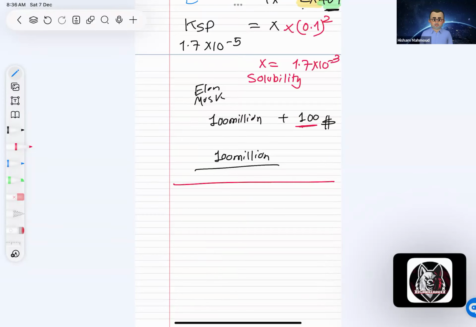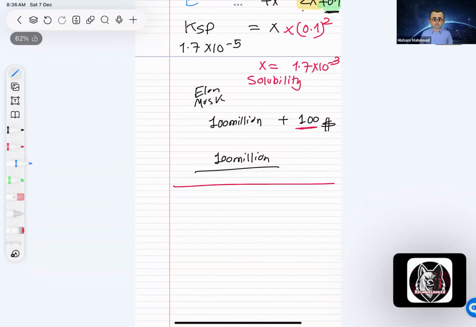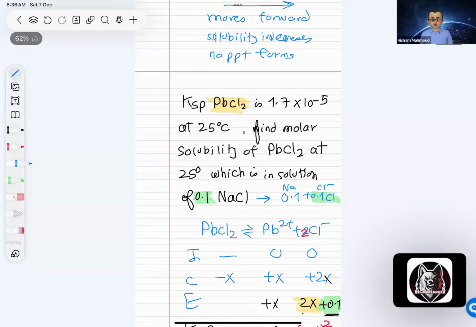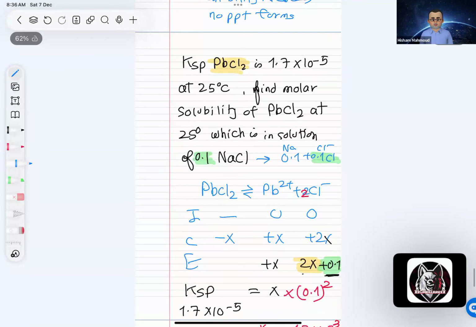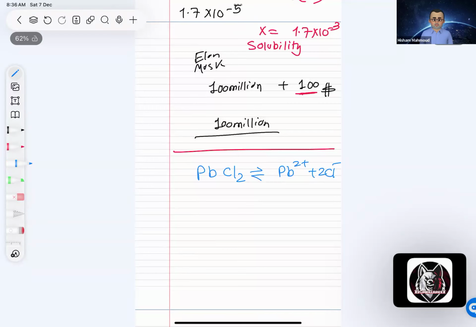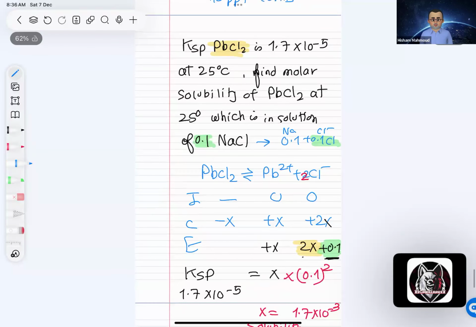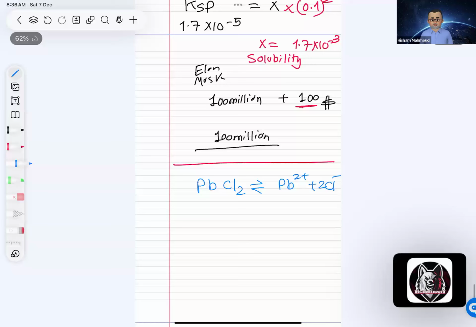So what is the concentration if I have the Ksp and I don't have the common ion? If I don't have the common ion, I write my equation and my ICE table, Mariam, without having a common ion. So this is my solution. Lead chloride forms lead and 2Cl minus, and I don't have sodium chloride in the solution at all. I only have lead chloride. The Ksp of lead chloride is 1.7 times 10 to the power of negative 5. I want to find the solubility, Mariam.